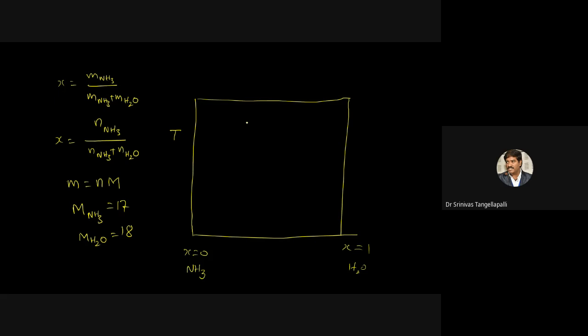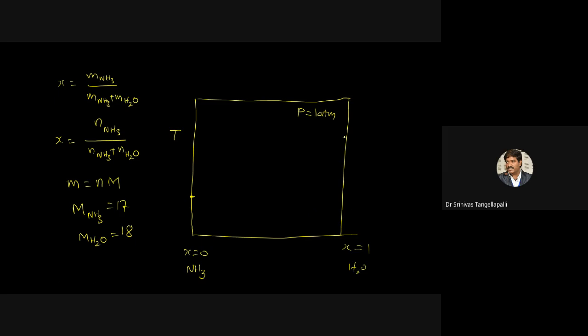If I take atmospheric pressure, let me take P equal to 1 atm. What is the boiling point of NH3 at atmospheric pressure? Just now we discussed it is minus 35 degrees centigrade, approximately. And what is the boiling point of H2O, that is water, at atmospheric condition?